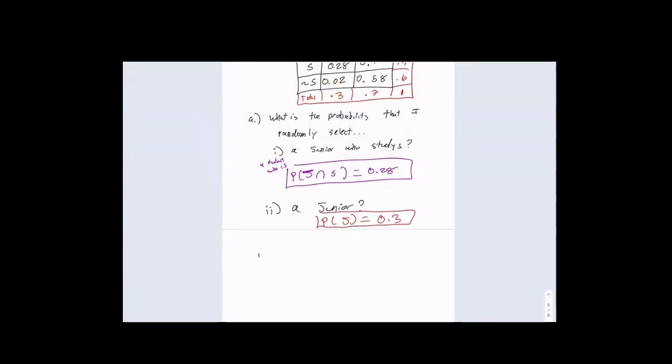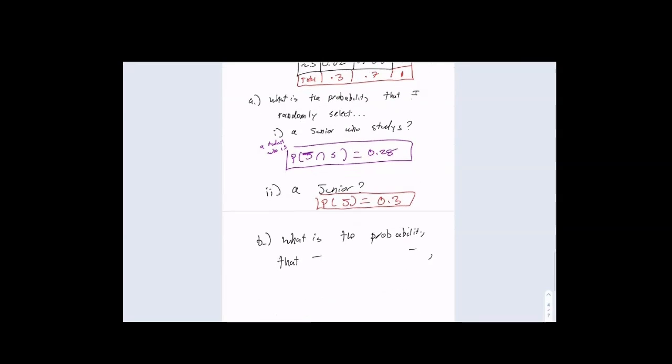Then we get to the more tricky ones, and it's the last one I'm going to leave. What is the probability that a student studies given that they are a junior?